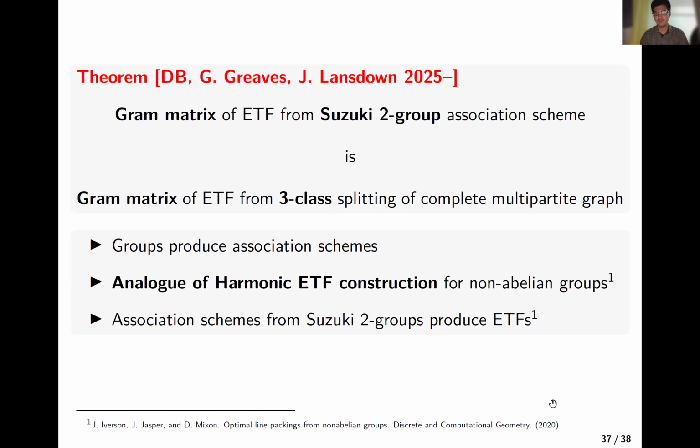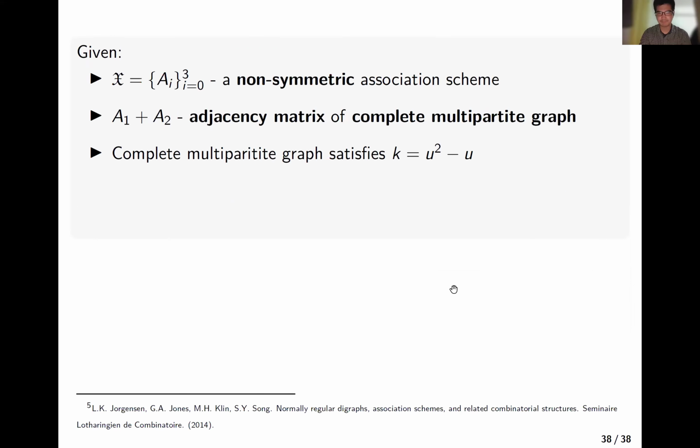So this is kind of an infinite family of ETFs or gram matrices of ETFs that are analogous to the harmonic ETF construction, but this time for non-abelian groups. And it turns out we can recover the same gram matrices through splitting certain complete multipartite graphs. To end this, I want to talk about these certain complete multipartite graphs just a little bit more.